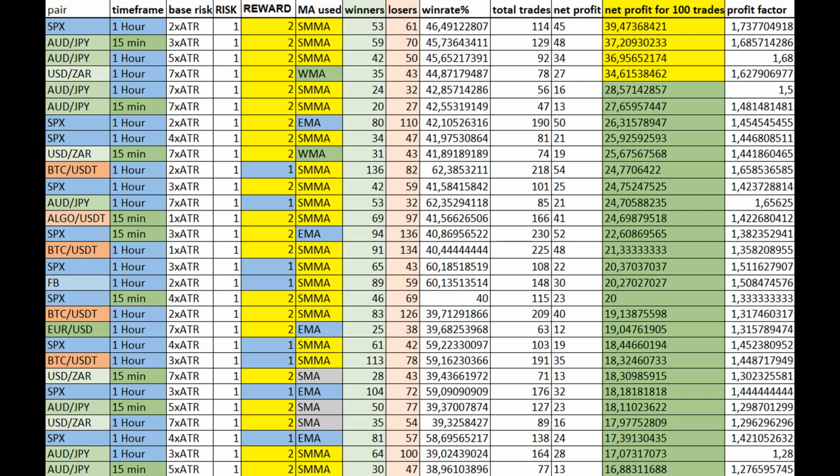If you want to draw a conclusion of what to use and not to use from this database, I left a Google Drive link where you can open and download this Excel sheet.